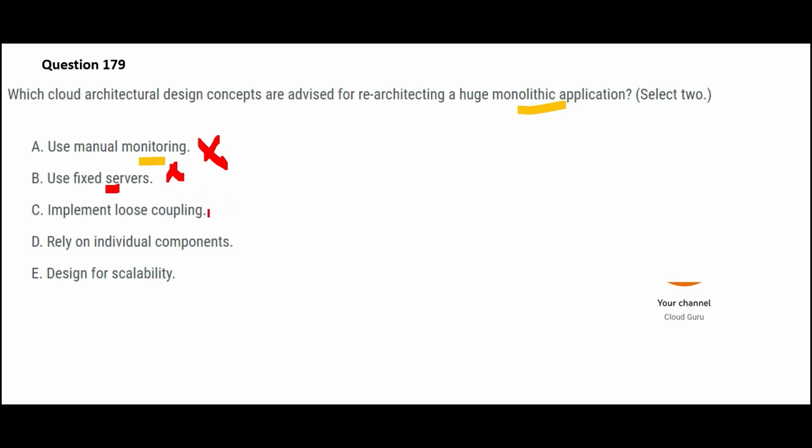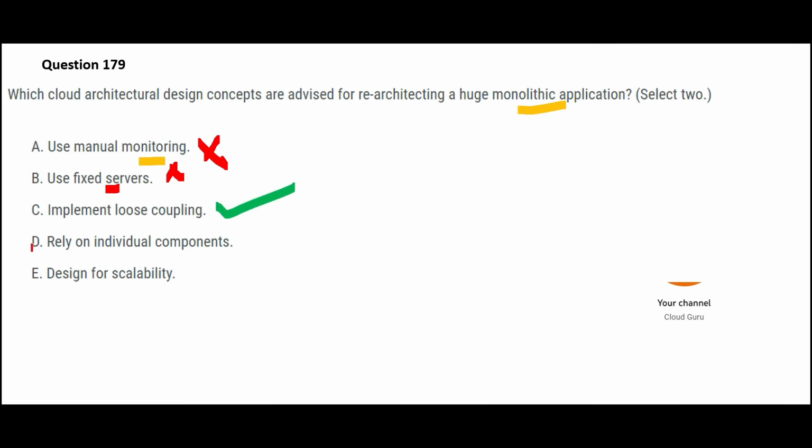Implement loose coupling. Loose coupling means now your father is earning. Maybe your elder brother also starts earning. Your elder sister also starts earning. So that is loose coupling. Now there is no single point of failure. Suppose someone loses the job, then another person can still support it. So C is the right answer. We will mark this correct.